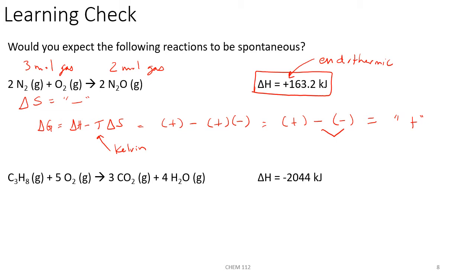This is a situation where delta S is the opposite of what it would like to be, which is positive, and delta H is the opposite of what it would like to be, which is negative. So at all temperature values, delta G will end up being a positive value no matter what you plug in for the temperature, meaning that it's non-spontaneous at all temperatures.